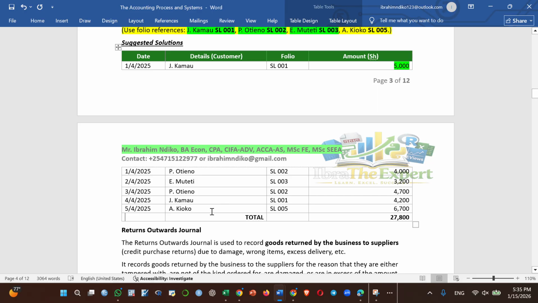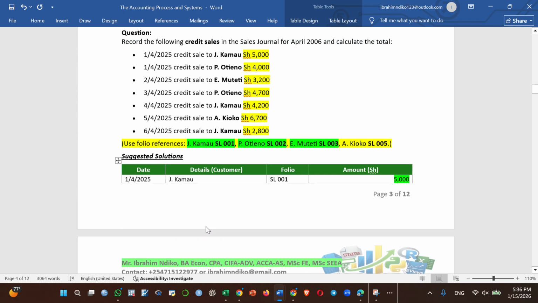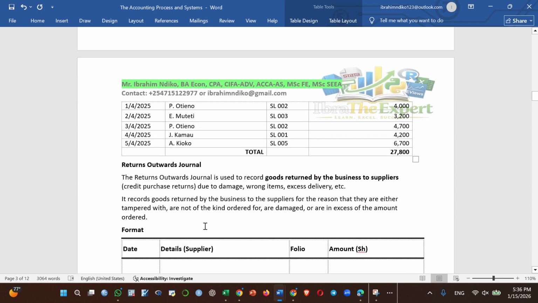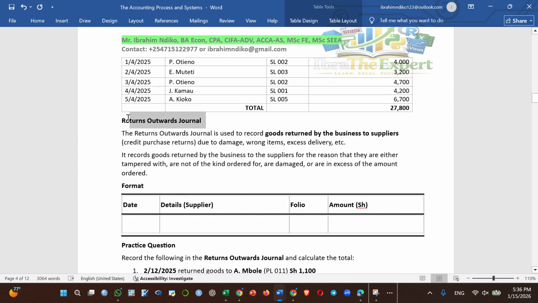So it is the same thing that we were doing to the purchase journal. The only difference now is for sales journal, we record what? The sales on credit. For purchase journal, we record the purchases on credit. That is it. Now let us go to the next item, and that is return outwards journal.